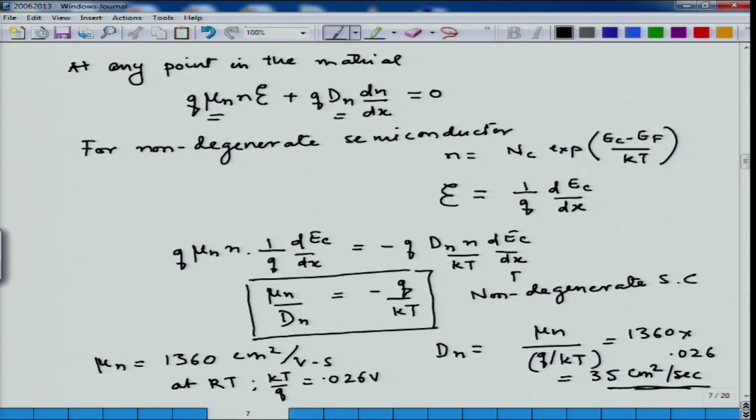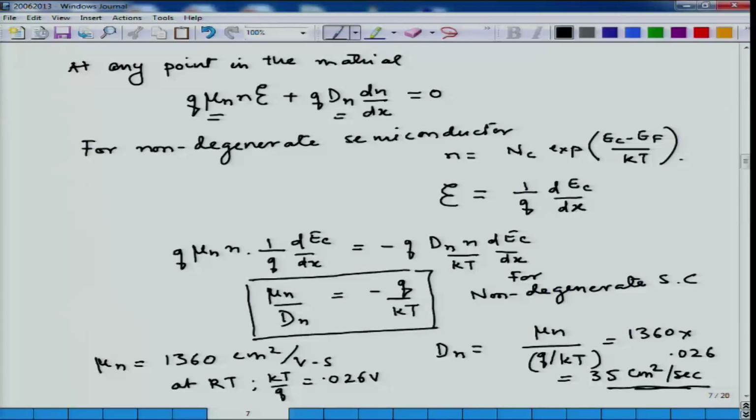This is for non-degenerate semiconductors. Had it been a degenerate semiconductor, we would have done the Fermi direct integration using this expression, and that would be a slightly different expression. Also, the other important point here is that we have derived this for an equilibrium situation, but this Einstein relationship is equally valid for a non-equilibrium situation. We will not do that derivation here, but this expression is equally applicable to a non-equilibrium situation.